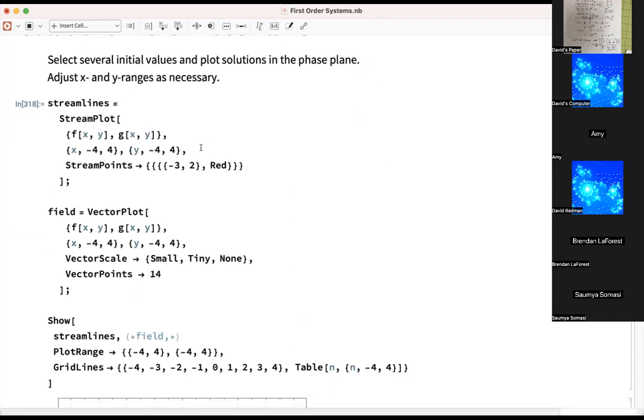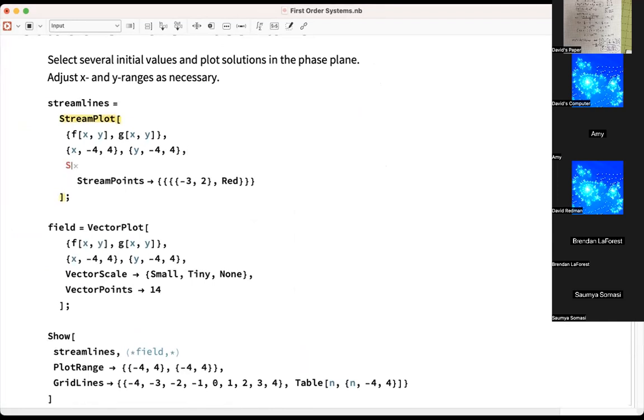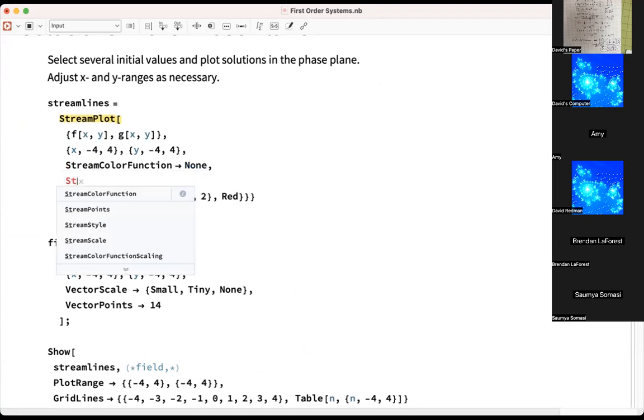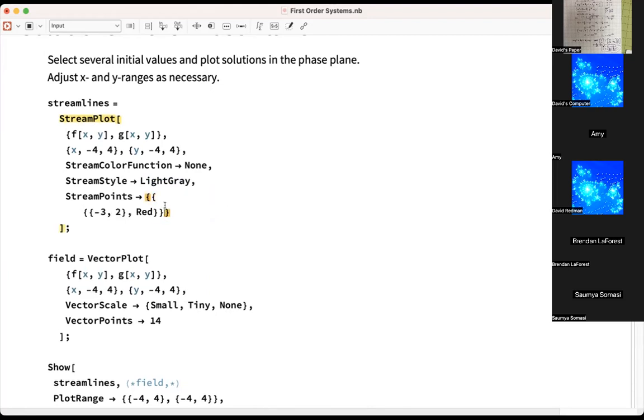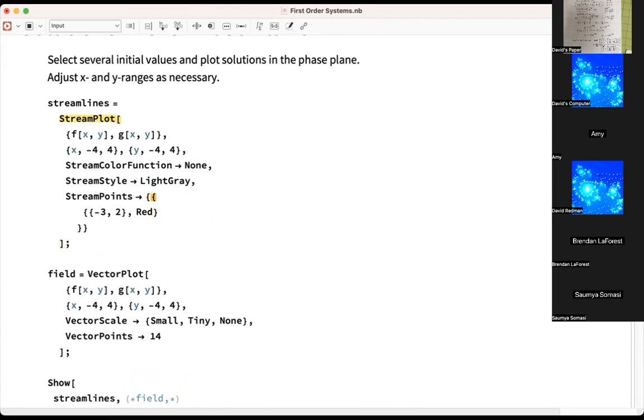So the way I could color this that obviously didn't show up as red, what I have to do is override Mathematica's coloring. So I have to say StreamColorFunction None, and then I have to say StreamStyle LightGray. That would be one way I could do this. Now, that red should show up as red, and any other arrows besides the one I'm singling out should show up in light gray.